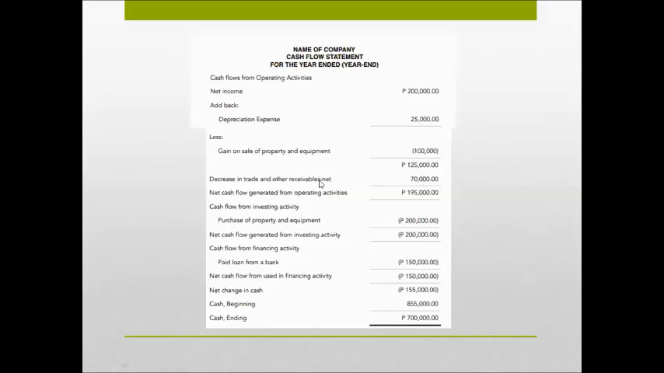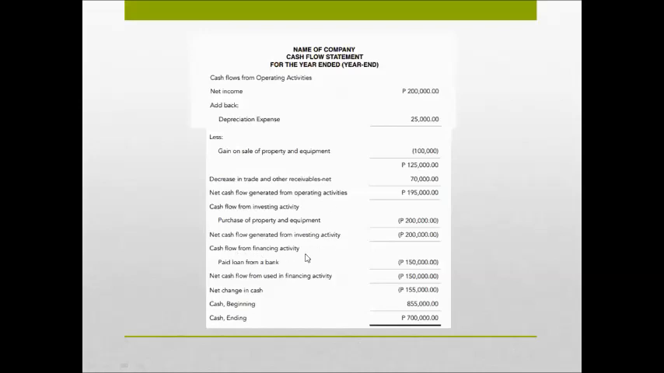So we add it because we received cash. Our receivables decreased and were converted into cash, so our cash balance had an inflow. That's why we also add it. So our total net cash flow for the operating activities will be 195. And then from the investing, our property, plant, and equipment, we bought amounting to 200,000. So we need to deduct it. That's all for the investing.